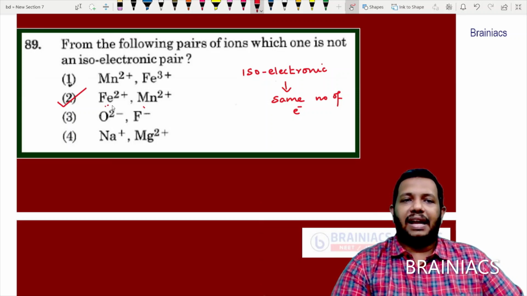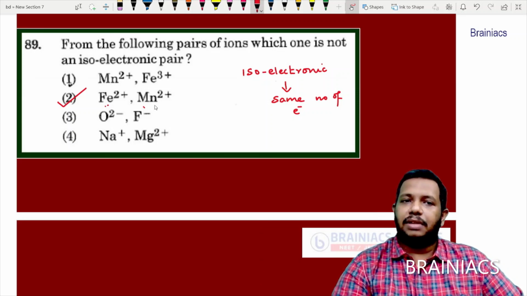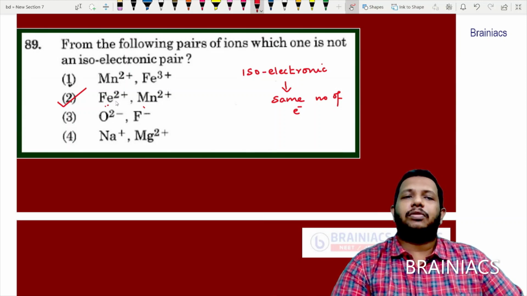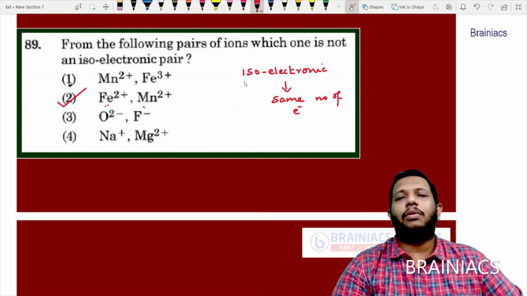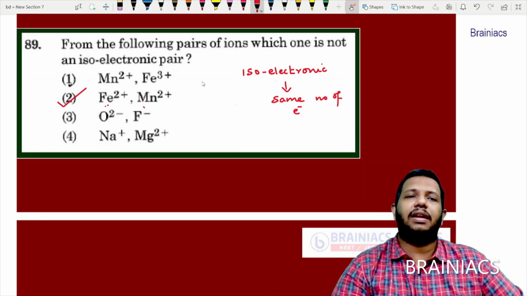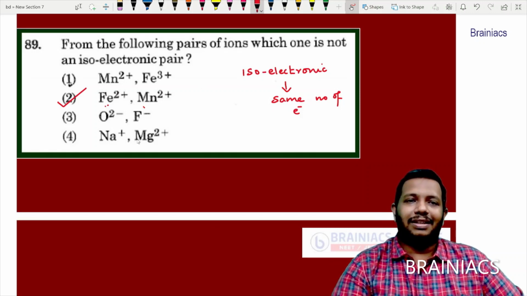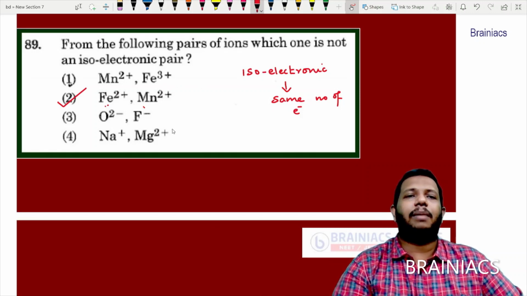Because you know that iron has the atomic number 26 and manganese has the atomic number 25. And if you remove 2 electrons from iron, then it becomes 24 and this will become 23. And if you look at the number of electrons, it will be varying. So that is a simple clue. You don't even want to count the number of electrons.